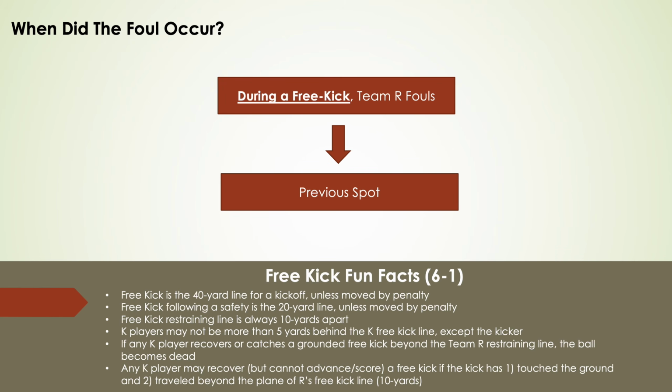K players may not be more than 5 yards behind the free kick line except for the kicker. If any K player recovers or catches a grounded free kick beyond Team R's restraining line, the ball becomes dead. Remember, Team K can never advance a kick. They can recover a kick, but they can never advance a kick. And any Team K player may recover but cannot advance or score a free kick if the kick has 1, touched the ground, and 2, traveled beyond the plane of Team R's free kick line. So again, any foul committed by Team R during the kick always has previous spot enforcement.